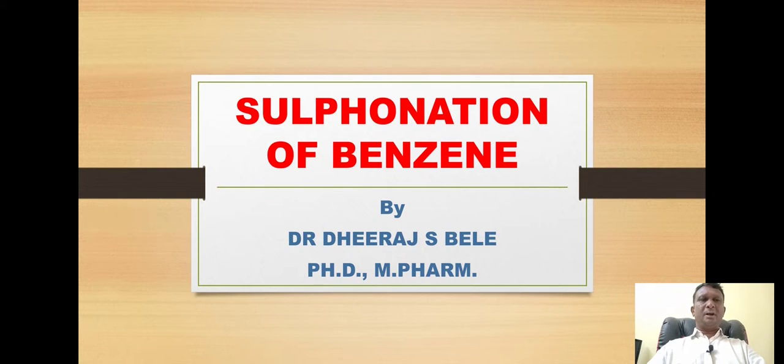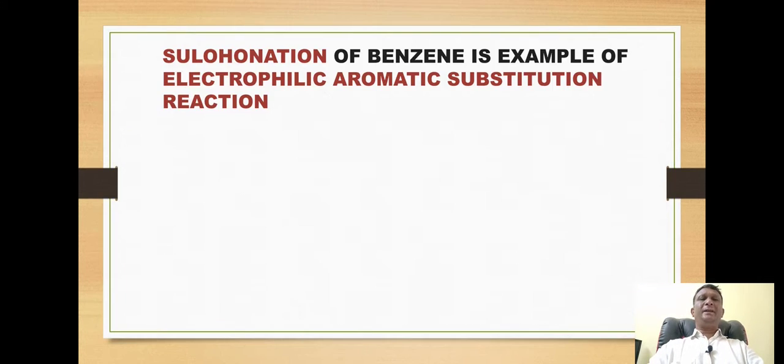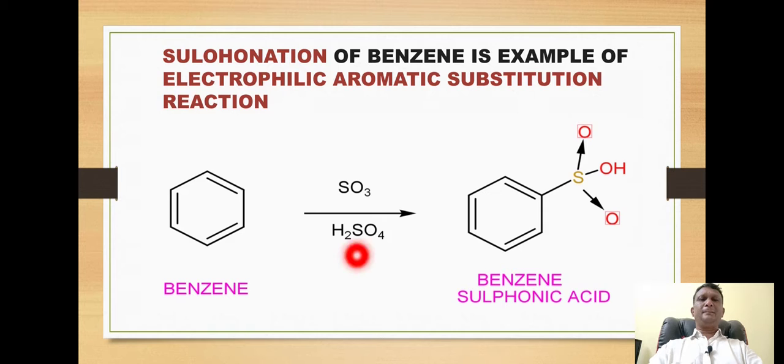Hello dear students, today's topic is sulfonation of benzene. The sulfonation of benzene is an example of an electrophilic aromatic substitution reaction. Let's look at the reaction.